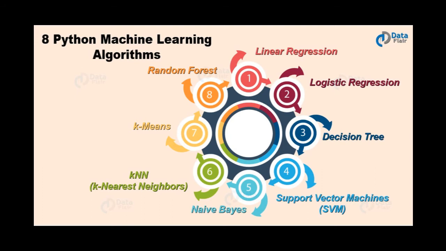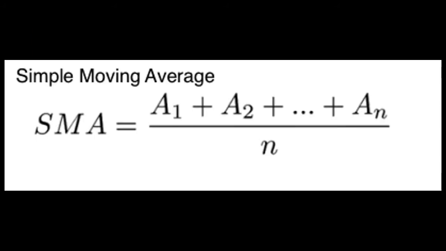For this video, I researched the formulas and steps for 4 different machine learning models: simple moving average, linear regression, k-nearest neighbors, LSTM, long short-term memory. First, I began with simple moving average.